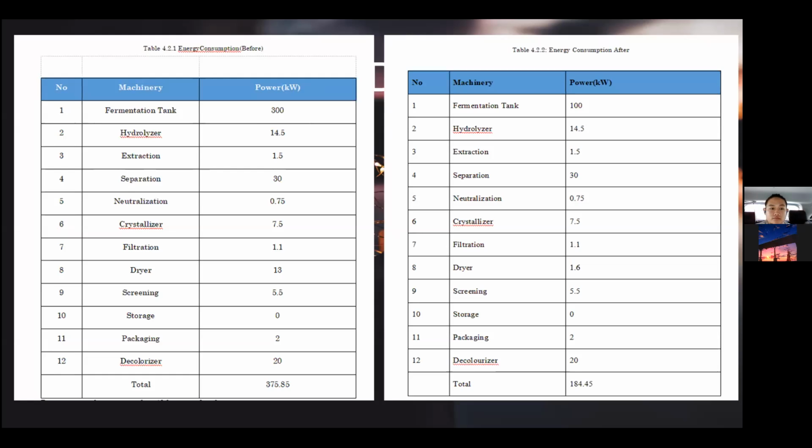Next, the dryer is, I would say, the most significant contributor to the high energy consumption.